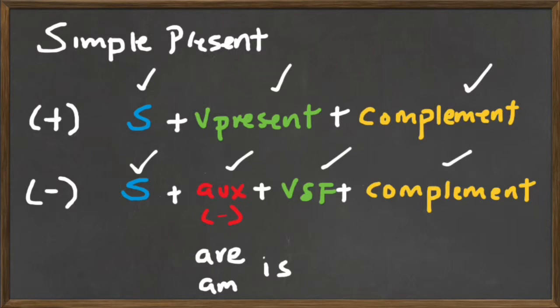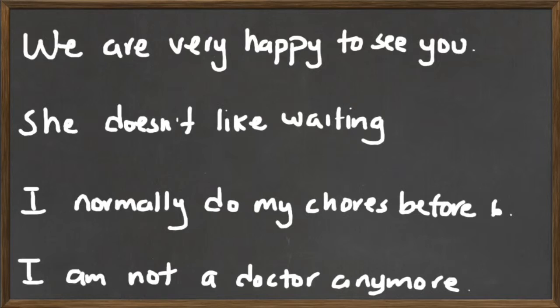Negative: subject, auxiliary, does or doesn't or don't or aren't or I'm not or isn't. If it's don't or doesn't, we use the verb in simple form. If it's the verb to be, we only jump to the complement. Okay, we have some examples here.